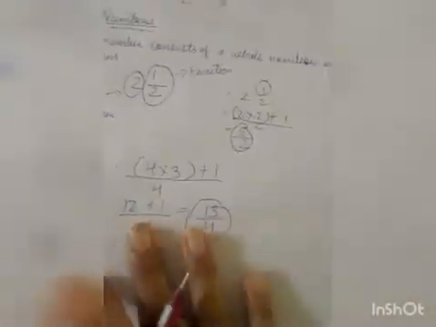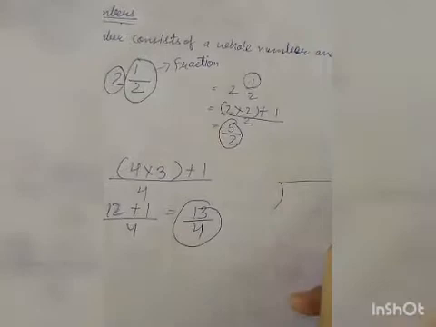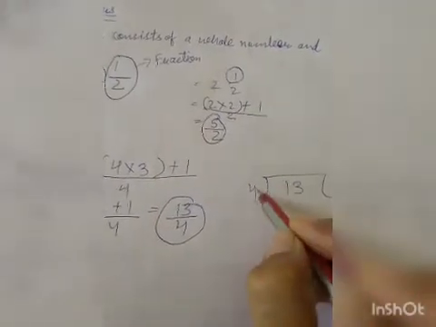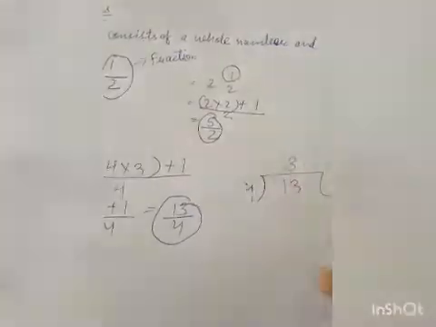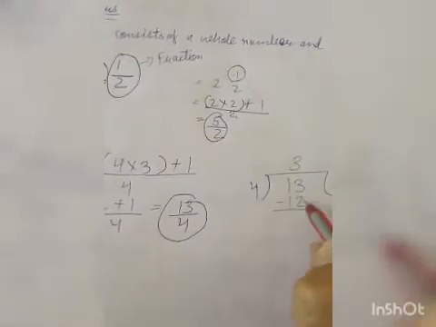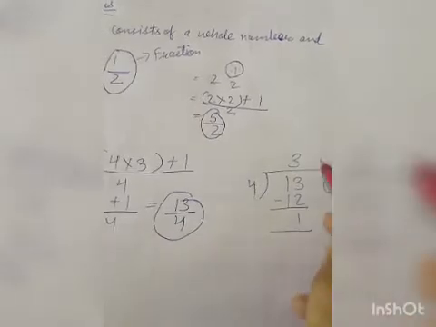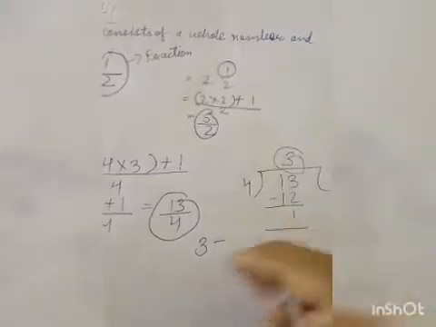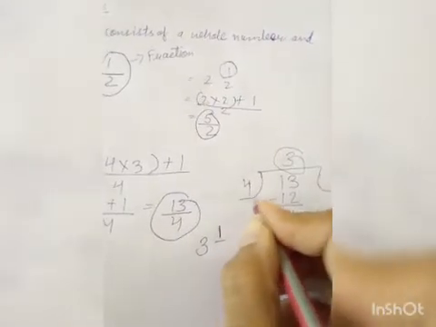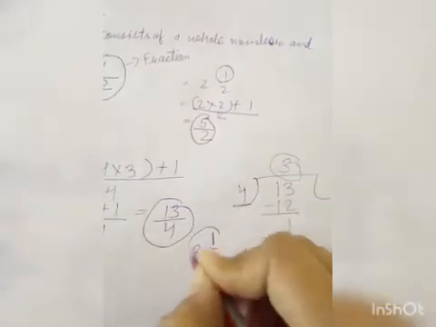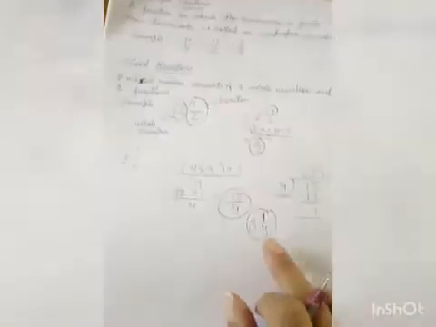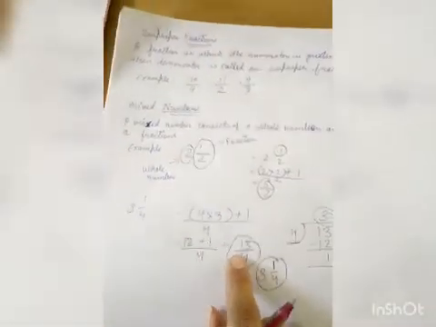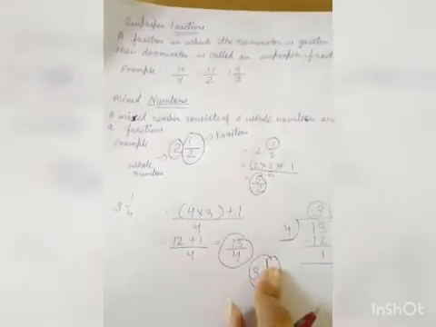And how to write this? Let's learn. I have 13 as dividend, 4 as divisor. Now I know that 4 3s are 12. My remainder is 13 minus 12, which is 1. So that number we have to write in between. The remainder we have to write as numerator and the divisor we have to write as denominator. This is the way of converting this fraction form to mixed numbers.